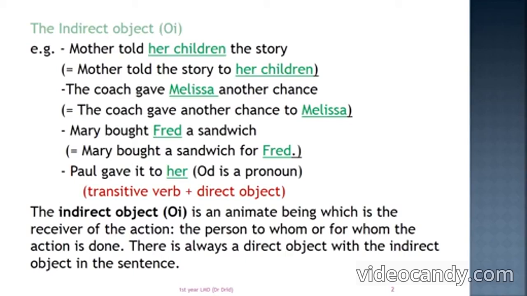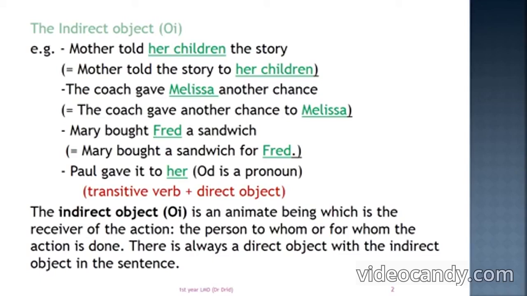The sentence can be said in another way. The coach gave another chance to Melissa. So in this case, when we put the direct object before the indirect object, we are obliged to use to. And sometimes we use for. To or for. Some verbs are used with to and others are used with for.